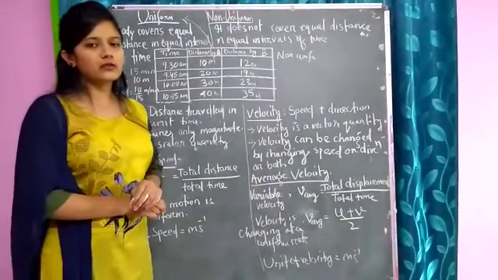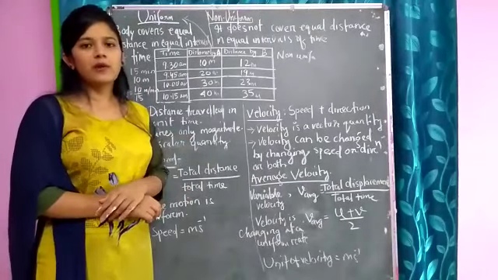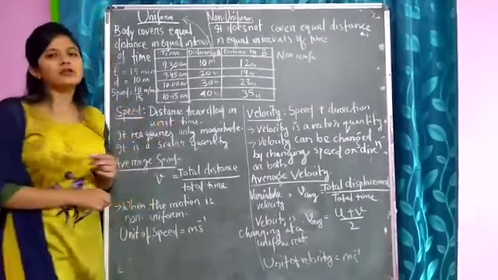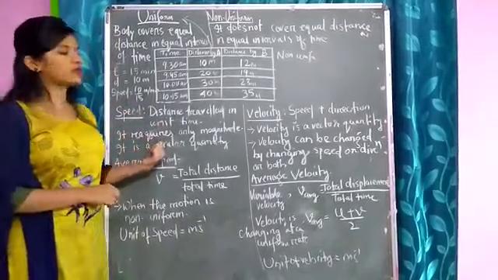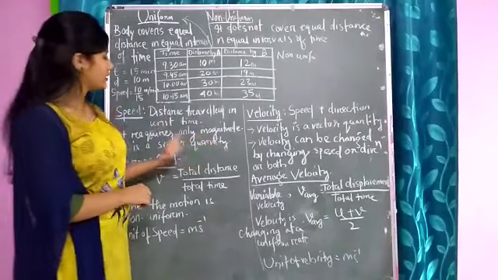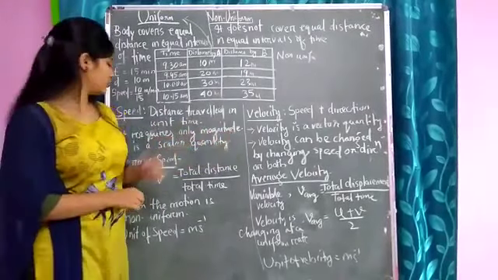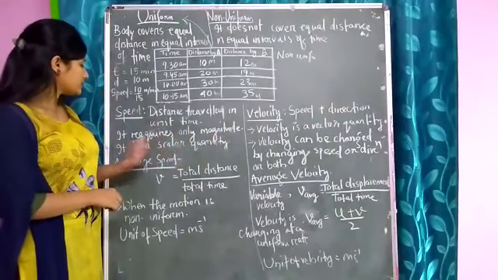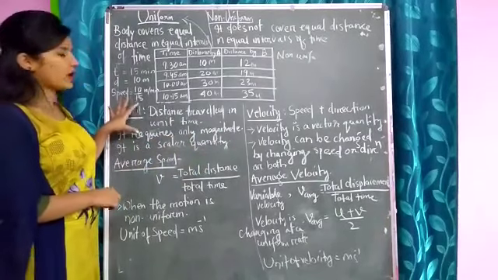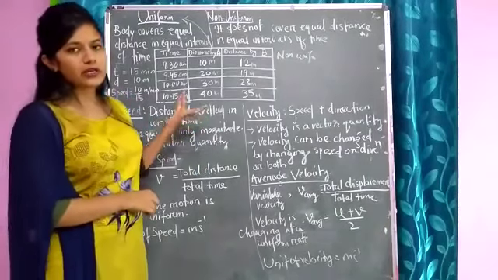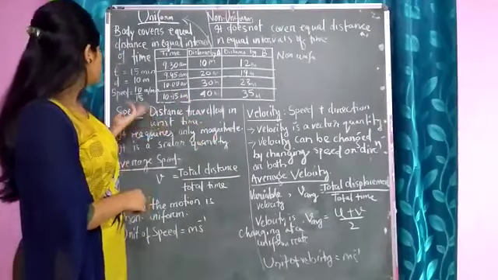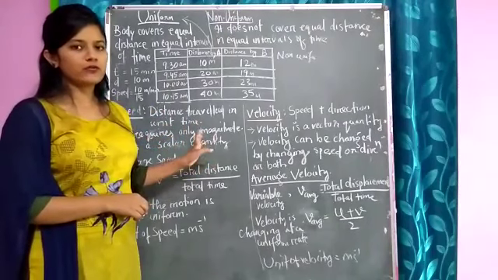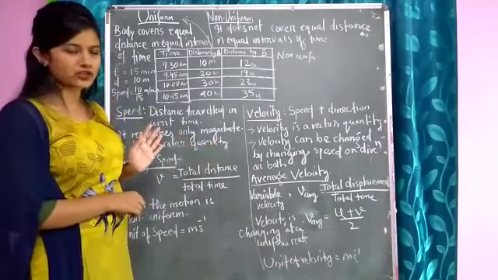As we had discussed about scalar quantity and vector quantity, speed is a scalar quantity. It does not require direction. It requires only magnitude. So it is a scalar quantity. So we know what speed is: it tells about the rate of motion, and it is a scalar quantity. We require only magnitude. We need not specify its direction.